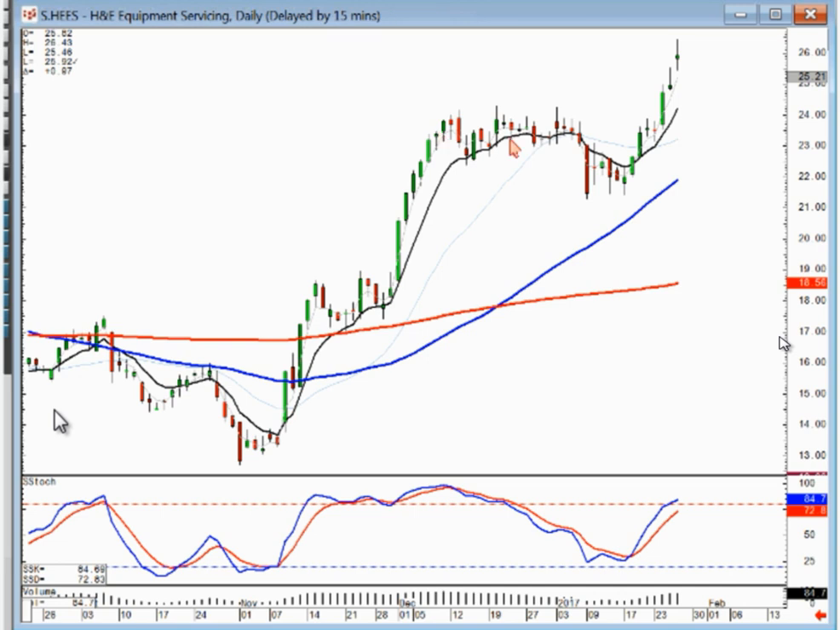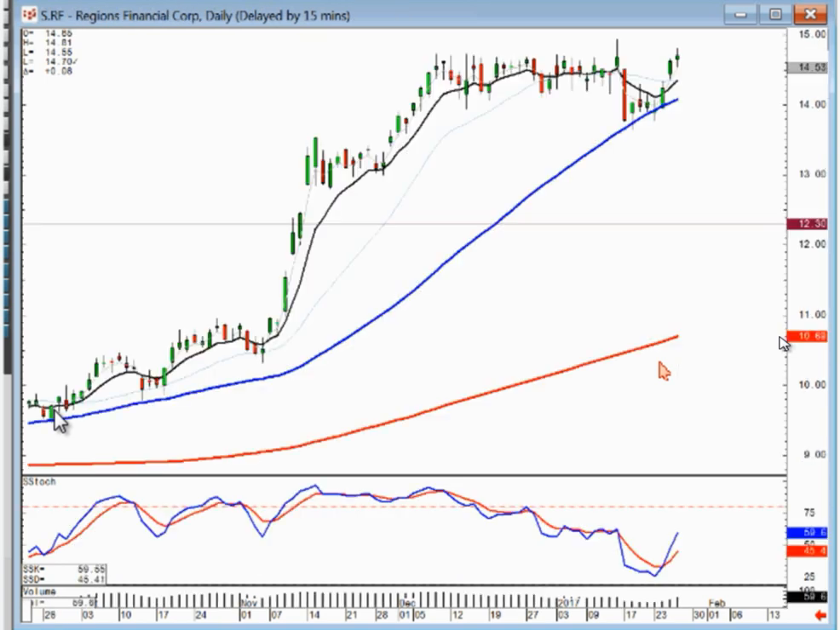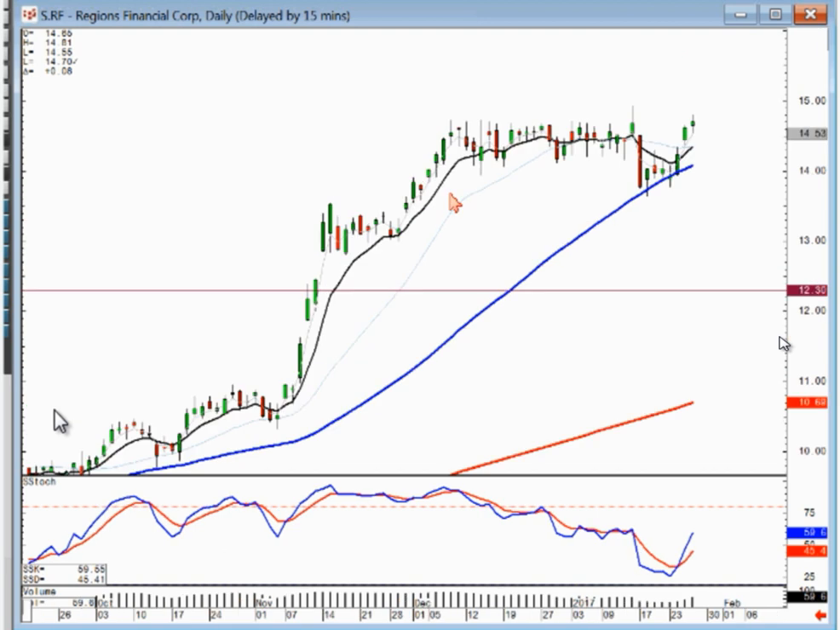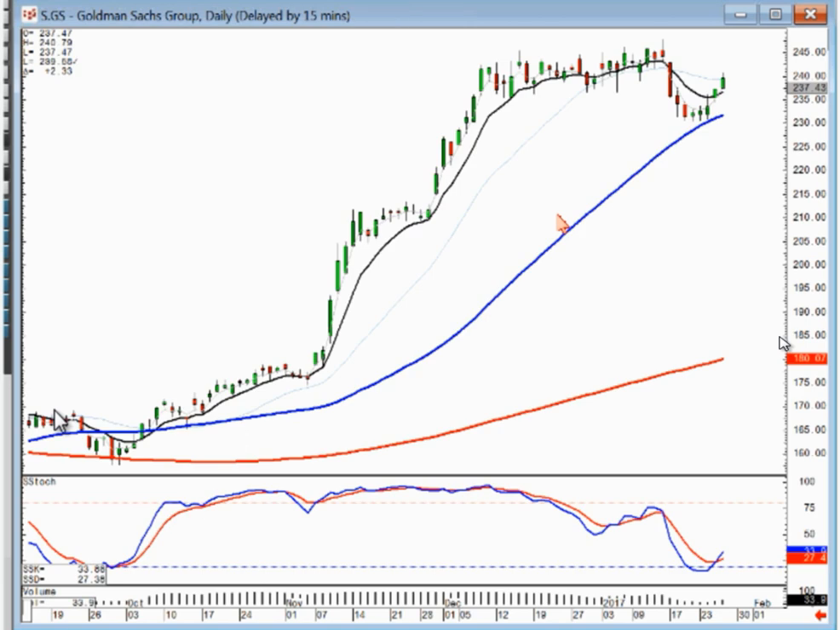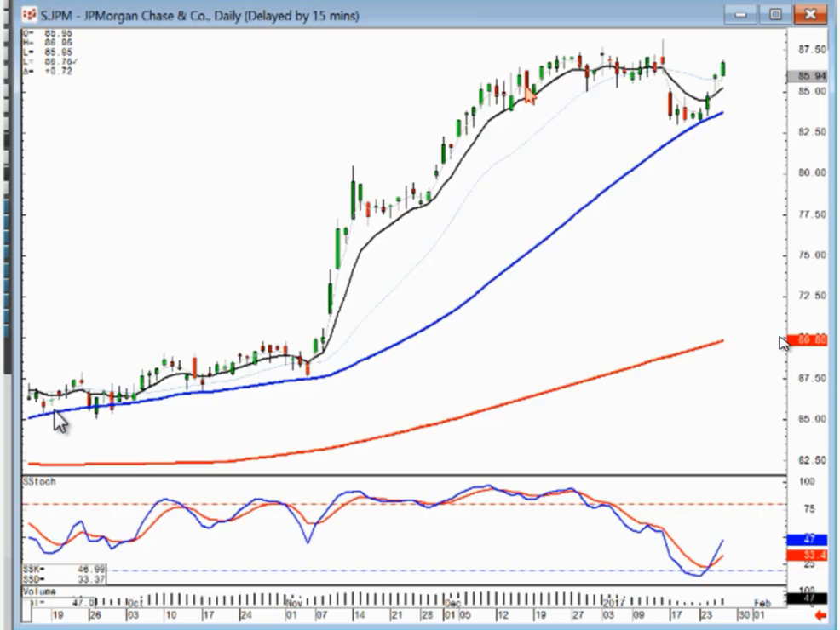So we're looking for things that are setting up like a scoop pattern. Notice what happened in HEES. Flat handle. There's your scoop pattern, slingshot effect. So anytime we can see something setting up like that, this is Regional Financial Corp, the scoop pattern. You're going to see the same thing right now in Goldman Sachs and JP Morgan.